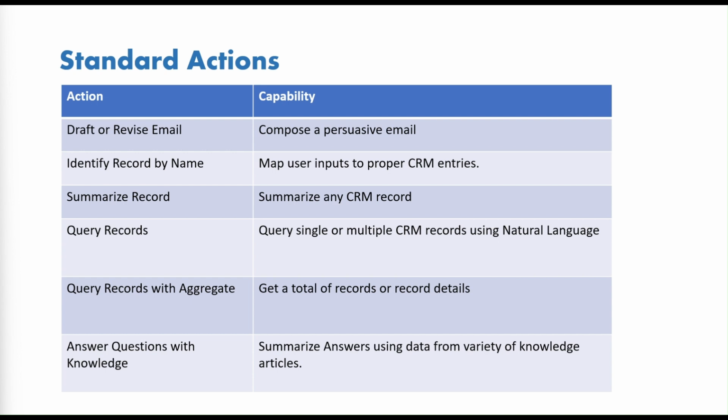Examples of standard actions are: draft or revise email, identify record by name, summarize record, query records. Query records with aggregate. As an example, you can get total of records. Answer questions with knowledge, where the agent summarizes answers using data from a variety of knowledge articles.